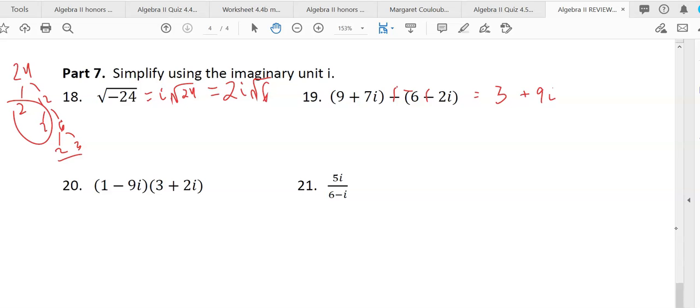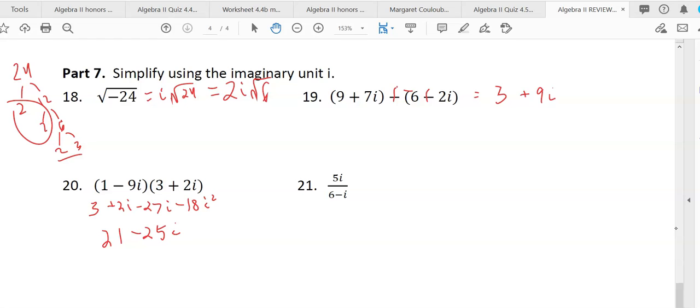FOIL this guy, so this would be 3 plus 2i minus 27i minus 18i squared. Now i squared is really negative 1, so that's like boom, boom, plus 18. So 3 plus 18 is 21. And this would be minus 25i.